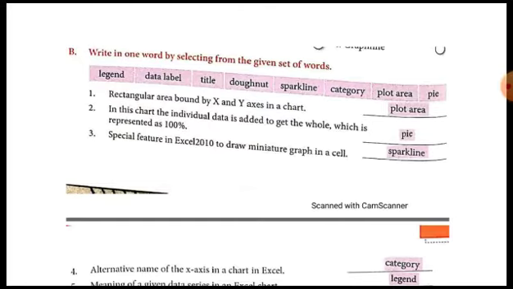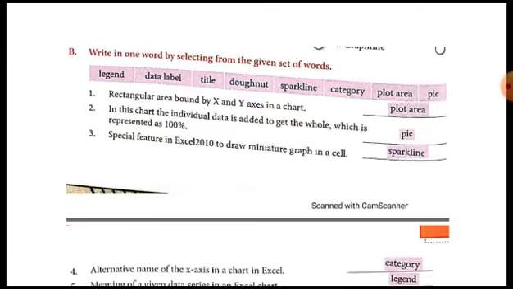So what is the correct one? I have shown you here. I have marked this in your PDF also. For the first one, what is the correct answer? It is plot area. Rectangular area bound by the x and y axis in a chart is known as a plot area. And the second one: in this chart, the individual data is added to get the whole, which is represented as 100%. What is this? This is the pie chart. Okay, the correct answer is pie.